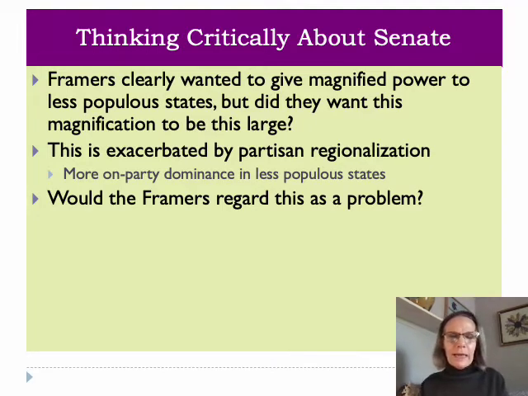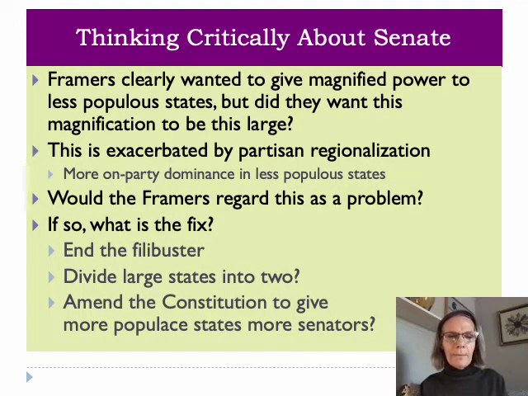So, just thinking critically about the Senate, would the framers regard this as a problem? Not necessarily the partisan regionalization, but this magnification of power in the less populous states. Would they view that as a problem? And if so, or do you view it as a problem, right? And so, if it was a problem, maybe what is a fix for the problem?